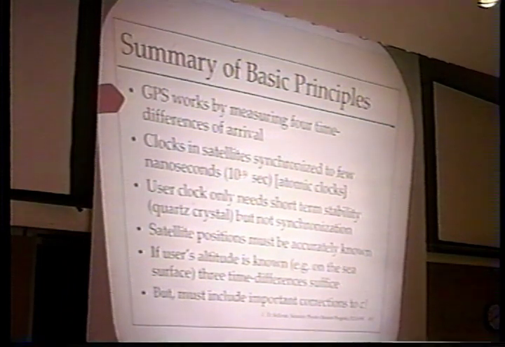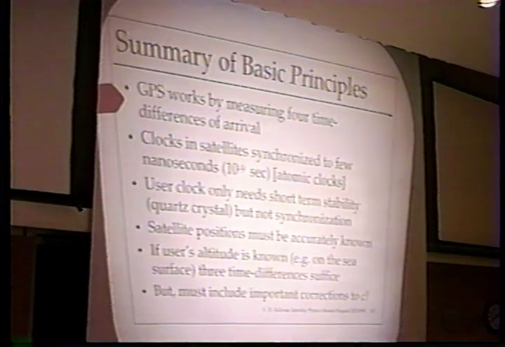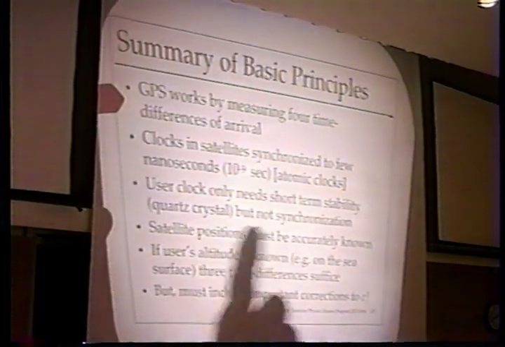The GPS engineers worry about nanoseconds. A few nanoseconds is important to them. That's a lot of time for them. So they have to synchronize very well the clocks in these satellites. The user's clock doesn't have to be synchronized anywhere near that well. They can lose a second a day, say.